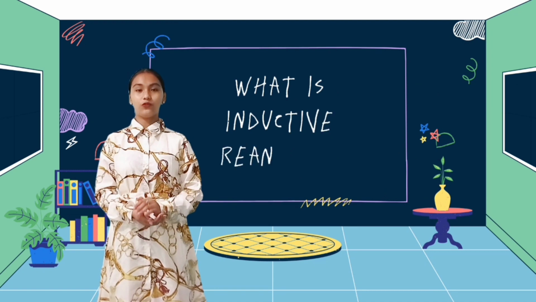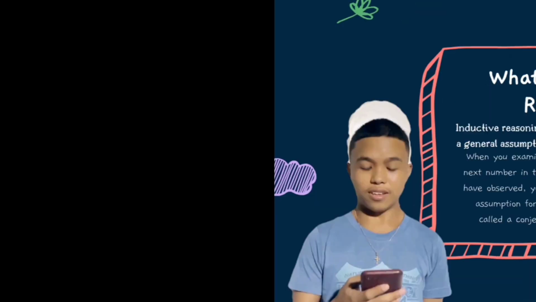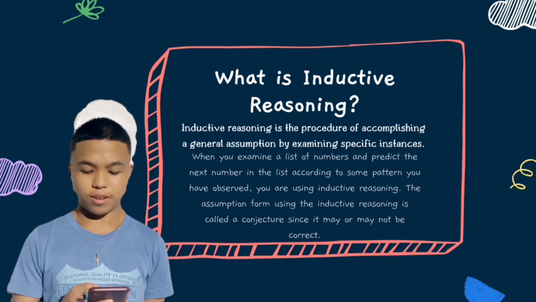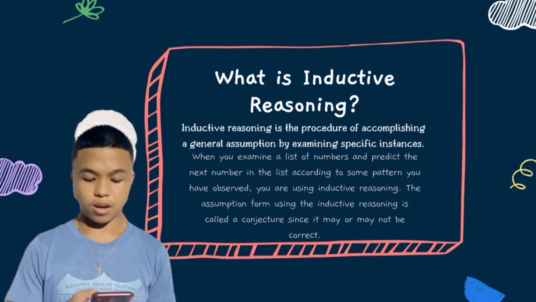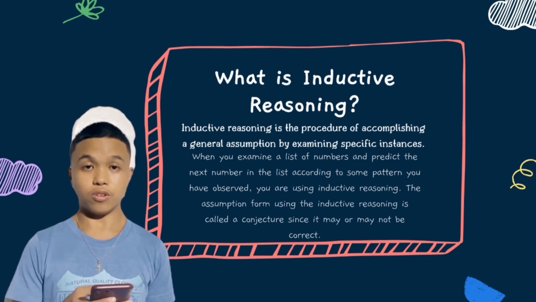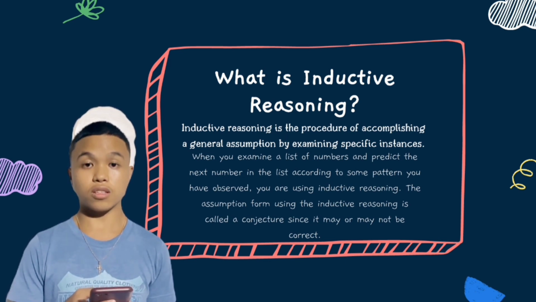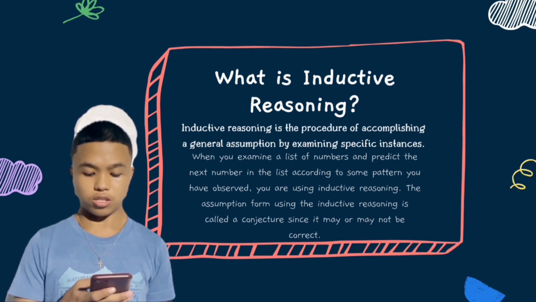What is inductive reasoning and what are examples of this? We will talk about it in this video. This is the definition of inductive reasoning. Inductive reasoning is the procedure of accomplishing a general assumption by examining specific instances. When you examine a list of numbers and predict the next number in the list according to some pattern you have observed, you are using inductive reasoning. The assumption formed using inductive reasoning is called a conjecture, since it may or may not be correct.